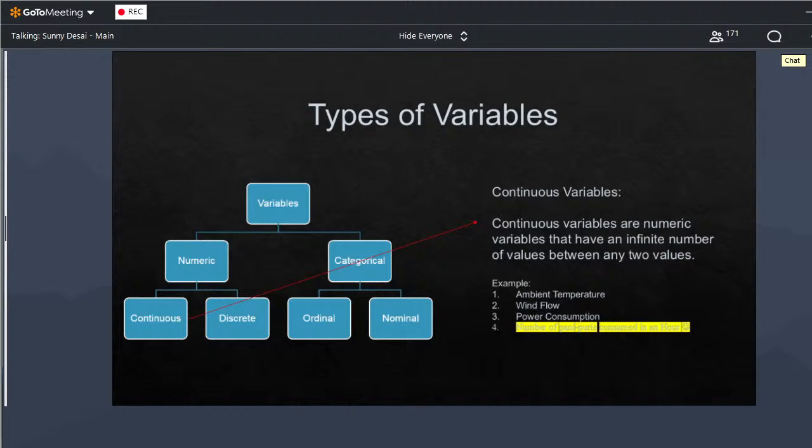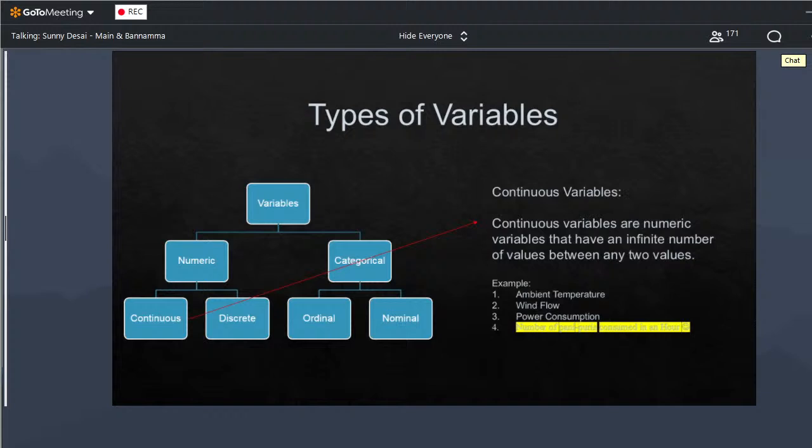Okay, so these numbers can have an infinite number of values between, say, running at 80 kilometers per hour to 90 kilometers per hour. Now imagine that you're running a vehicle at 80 kilometers per hour. You can run it at 80.5 kilometers per hour. You can run it at 82.5 kilometers per hour. So basically, between two different intervals, that is 80 to 90, you can have an infinite number of values, and those are known as continuous numeric variables.